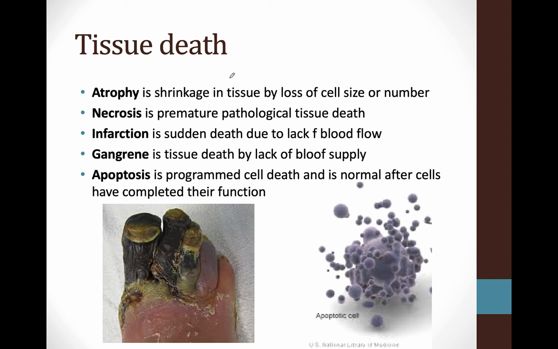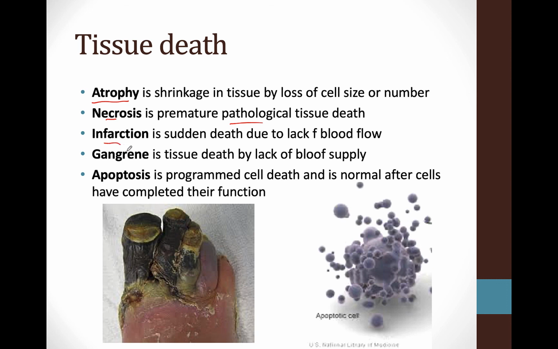And then we have lots of different types of tissue death. Atrophy, we kind of showed already, was the loss in cell size or number. And this is normal with lack of use of things like muscles, so those would become smaller. Necrosis is premature death. It's going to happen prematurely from some kind of pathology, which is some kind of disease.